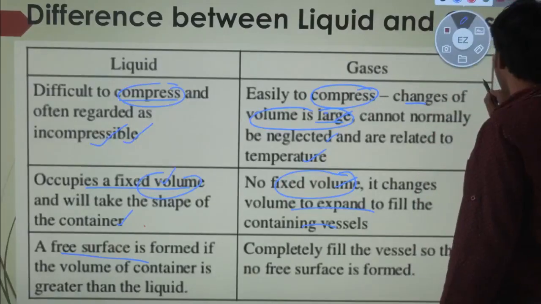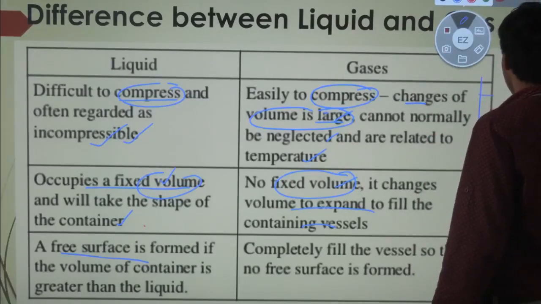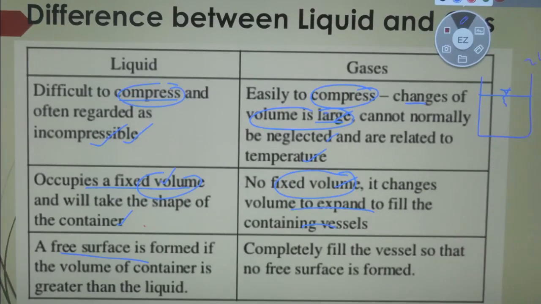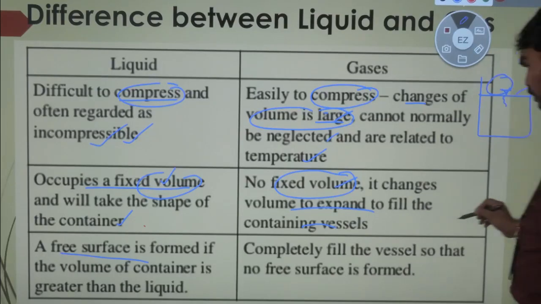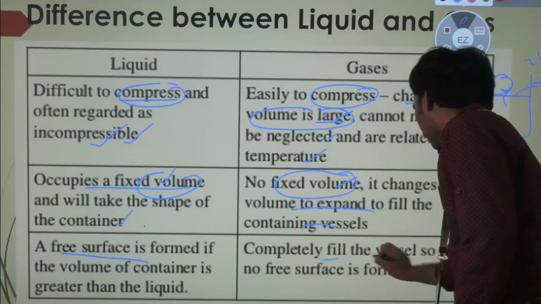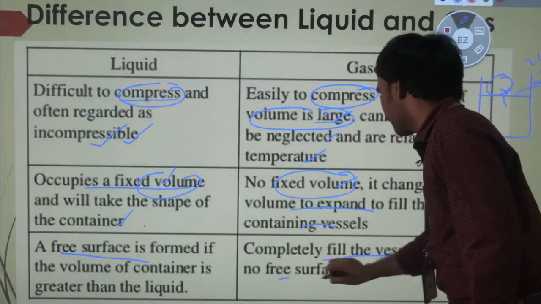For example, if you pour liquid into a container whose capacity is 2 liters, and you pour 1 liter of water, it creates a free space, called the free surface. But in the case of gases, the gas fills the complete vessel. There is no free surface in the case of gases.